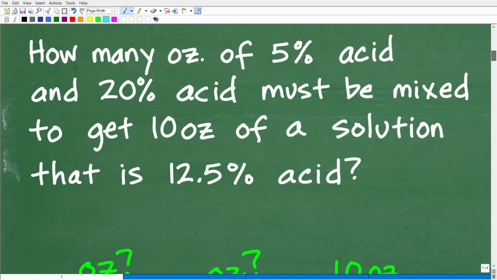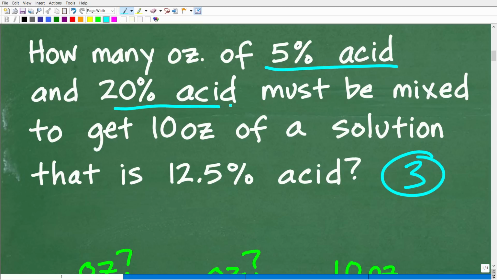All right, so first things first, here is our problem. With any math word problem, whether it's algebra or geometry, it doesn't make a difference, you need to read the problem at least 3 times. Now, there's a lot of information here, and just to conceptualize what's going on, we need some sort of model. We want to visualize it because we have 5% acid, 20% acid.